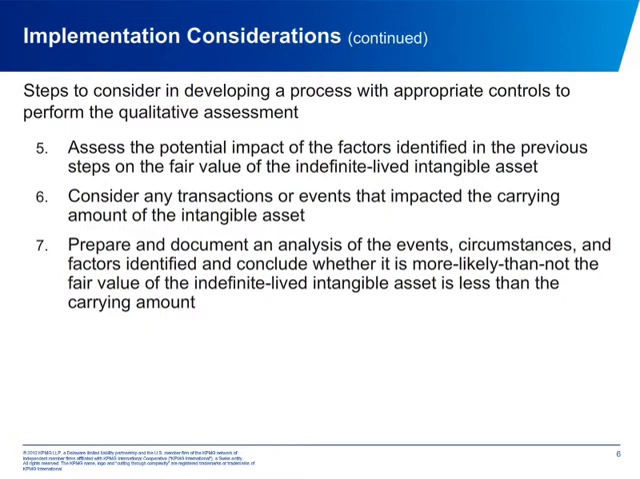unit of account. Step 7, the last step in our illustrative process, is to document the final conclusions reached as to whether the entity believes, based on the assessment of qualitative factors, it can support a conclusion that the intangible asset is not impaired, or whether it thinks it is more likely than not the intangible asset is impaired and that a quantitative assessment is necessary.